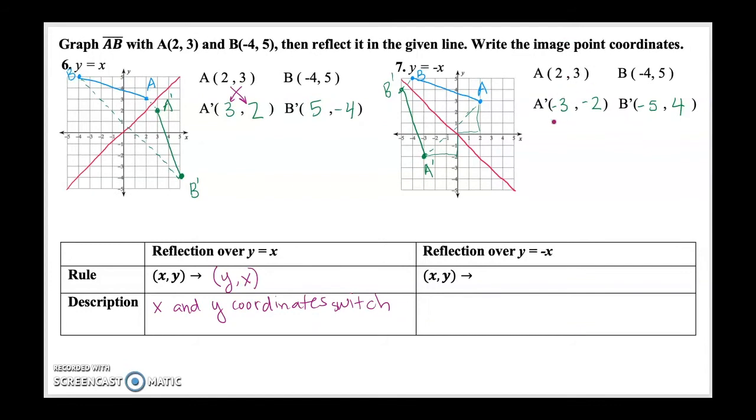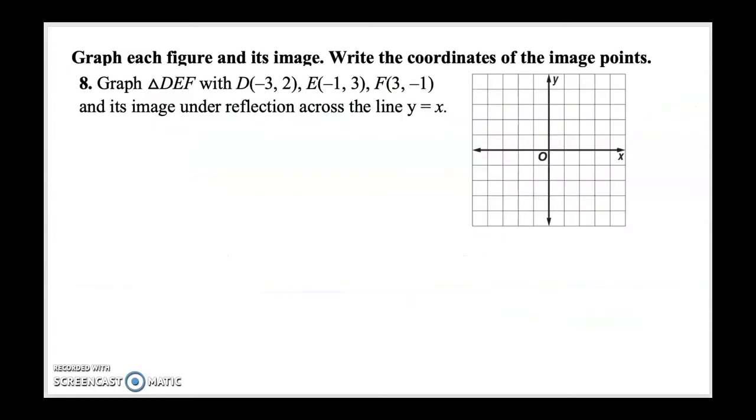So if we look at what happened there, yes, my x and y coordinates traded places, but they also changed signs. So that one changed signs, that one changed signs, and they switched places as well. So if you're reflecting over y equals negative x, then what happens to your coordinates is they're going to switch position and change sign. So (x, y) will become (negative y, negative x). So when we're reflecting over y equals negative x, again, they switch places, x and y, and we change the signs.